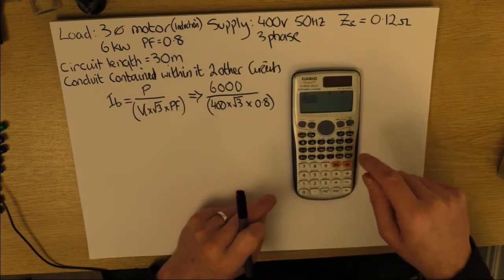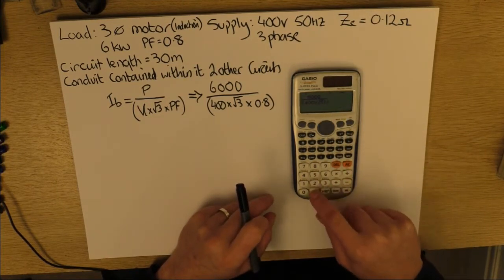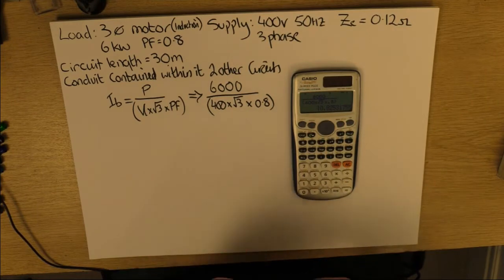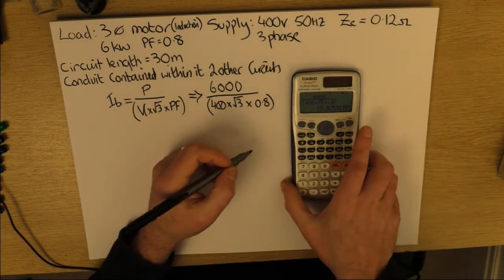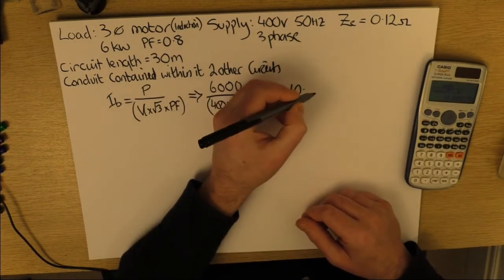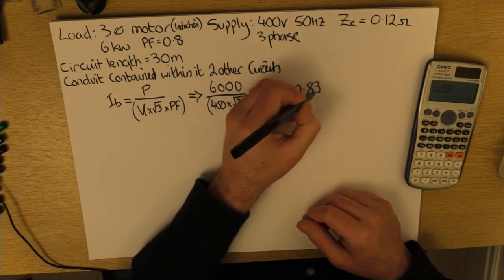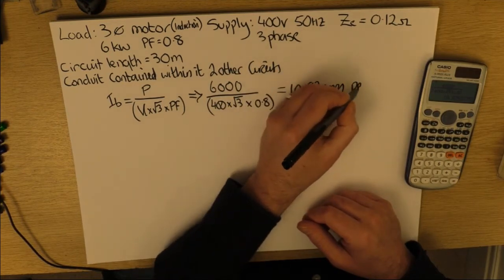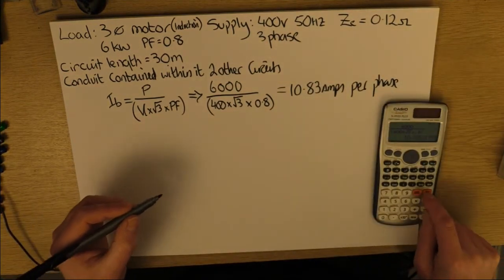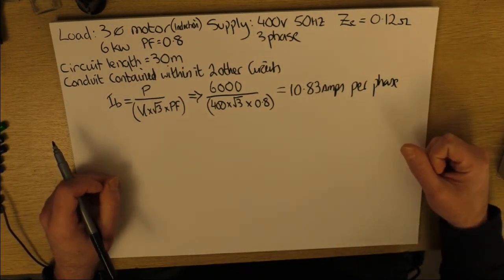6,400 times √3, and then just press that little button there so it stops that hat going across. Okay, so we got 10.83 amps. Now that's per line, or per phase if you like. You get told off for calling it the wrong thing, but you know what I mean. There are 3 phases, and each one's going to need to be able to cope with that.